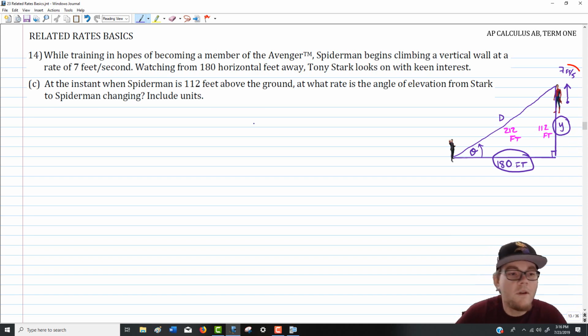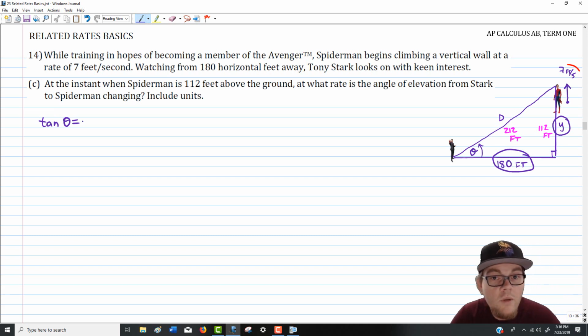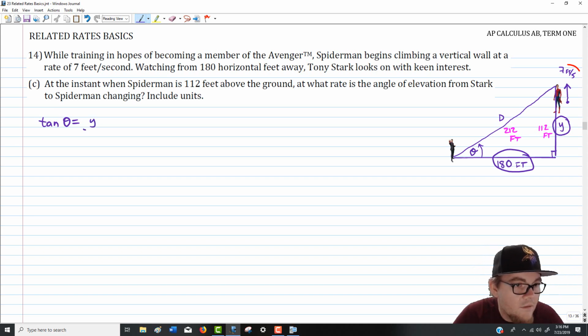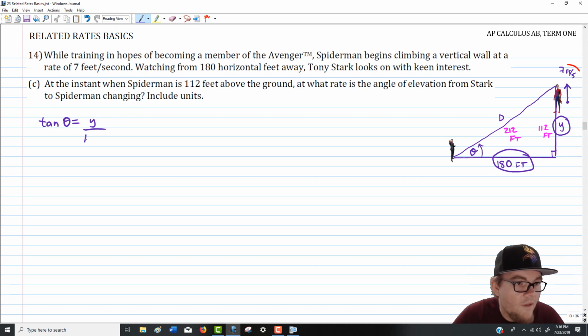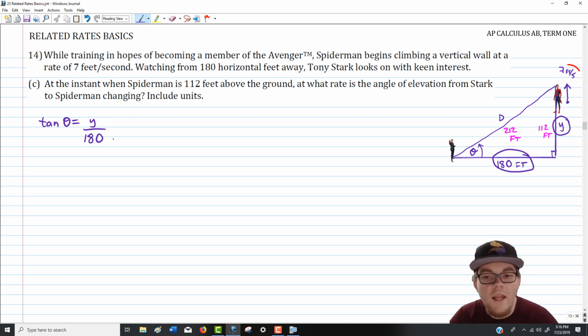So from here, we're going to start with exactly that ratio. So I'm going to start with tangent of theta. Looking at our picture and including things that are changing, because for instance, theta is clearly changing right now, we keep it as a variable. Opposite is y. The height of Spider-Man is changing as he climbs further and further up. And over adjacent, which is 180, which is not changing, because Tony Stark is not moving.